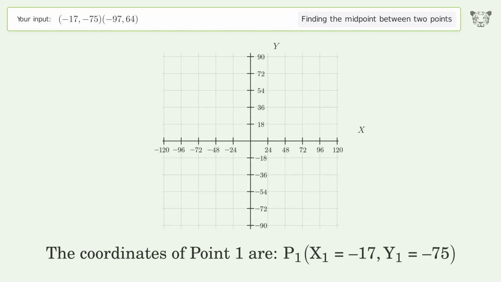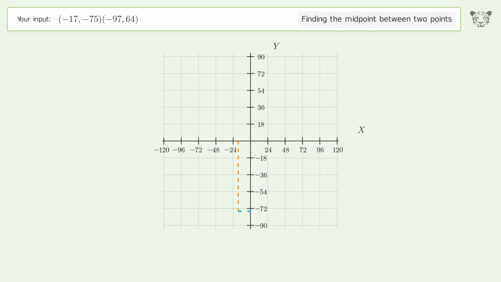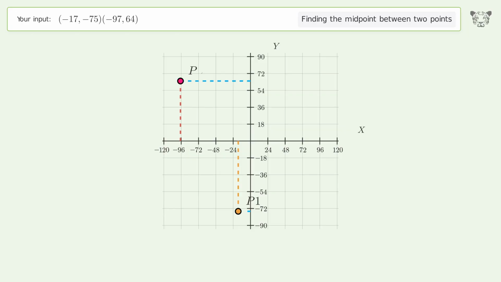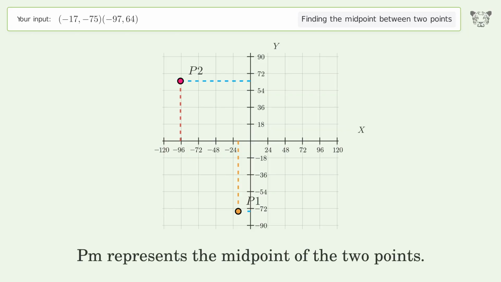The coordinates of point 1 are, x1 equals -17, y1 equals -75. The coordinates of point 2 are, x2 equals -97, y2 equals 64. PM represents the midpoint of the 2 points.